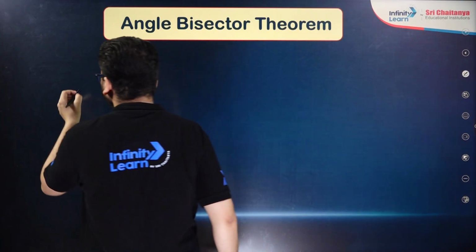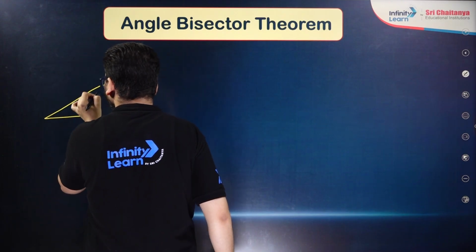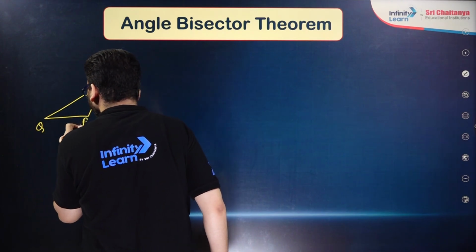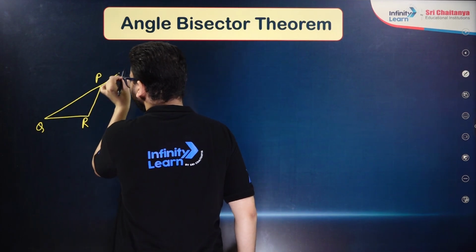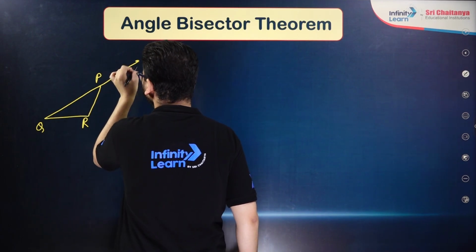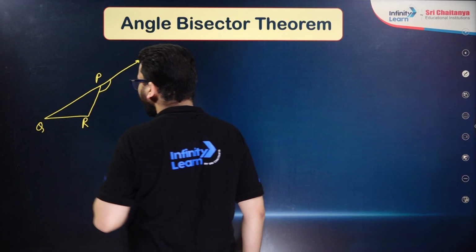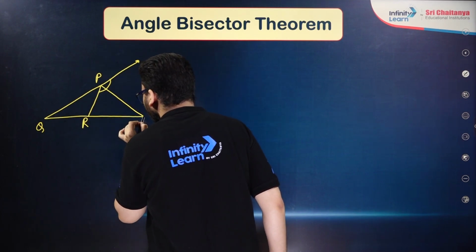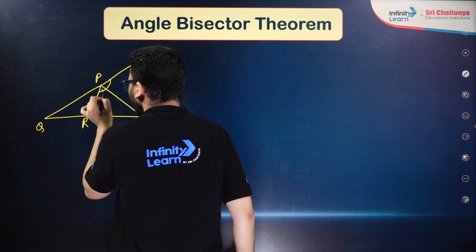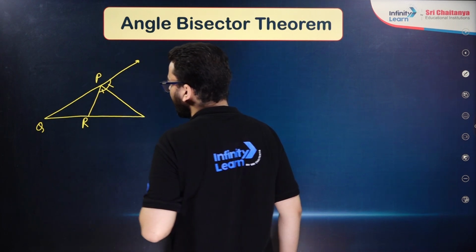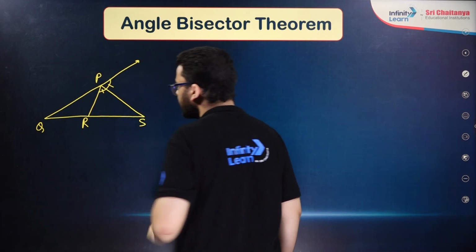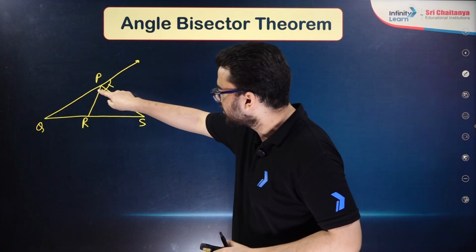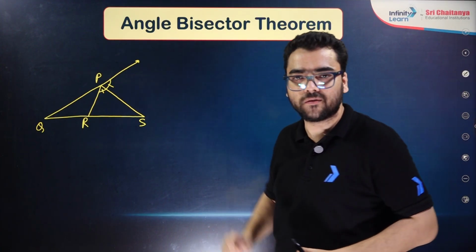So for example, you've got a triangle like this. Suppose it is PQR. Suppose you are extending this side. Fine. This is the external angle P. You take the bisector of external angle P over here. Means this angle is equal to this angle. And suppose this is PS. Right? What I am saying, PS is the bisector of external angle P over here.